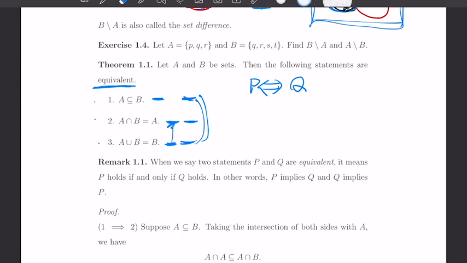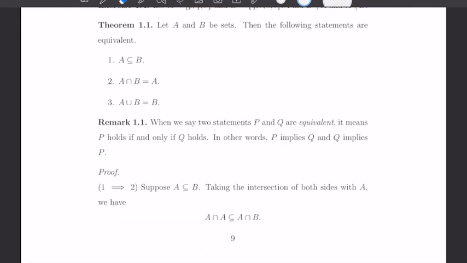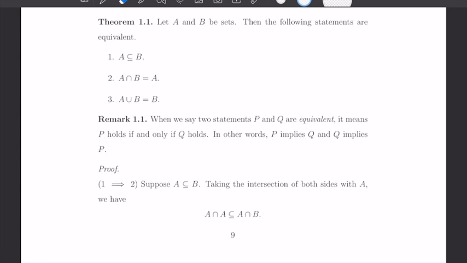So what we want to prove is that assuming this is true, prove this is true and this is true. And assuming this is true, prove that this is true and this is true. And assuming that this is true, prove that this is true and this is true. That's what we need to do to prove this theorem. Okay? So let's do it.